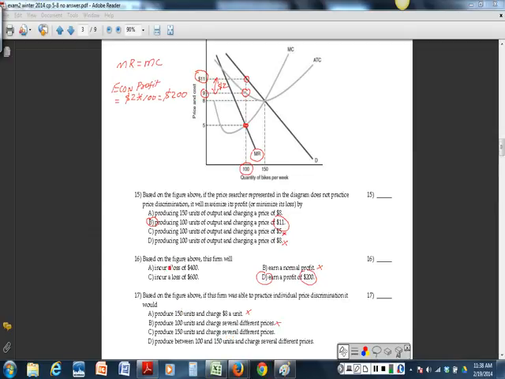Oh, let's read the question again. I made a mistake of not reading this question. Based on the figure above, if the firm was able to practice individual price discrimination. Okay, if it's practicing individual price discrimination, then it would choose to sell one here, one here, one here until their marginal cost is equal to the price at which they can sell. They no longer look at marginal revenue.